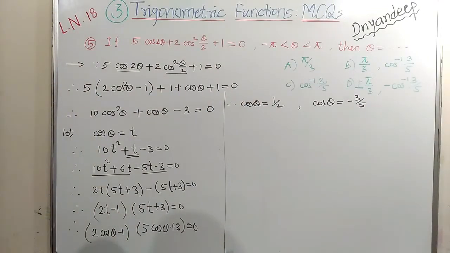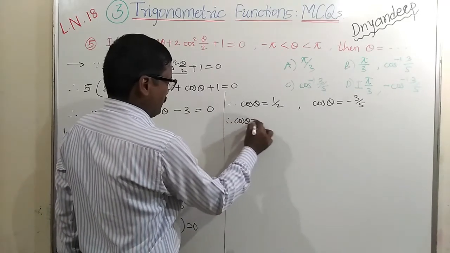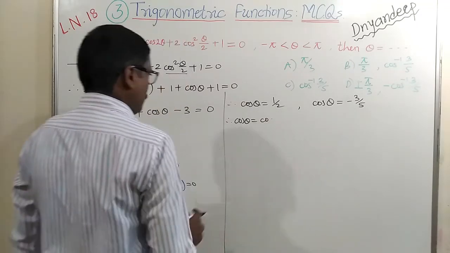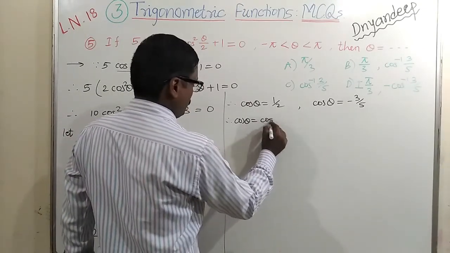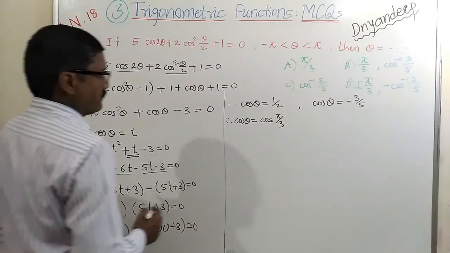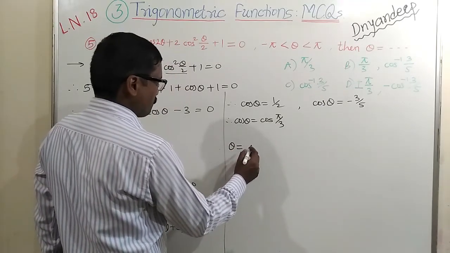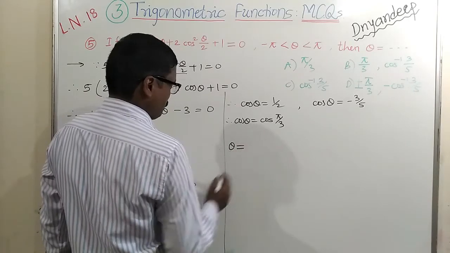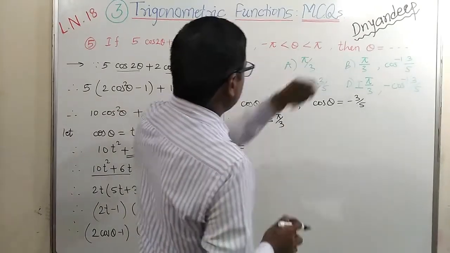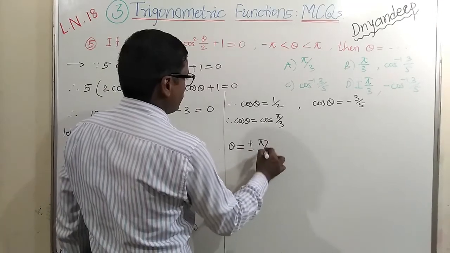Okay. So whenever cos theta is equal to half, let us solve this first one. Cos theta is equal to half means cos of pi by 3. And when cos theta is equal to cos alpha, then theta is equal to... Also here the condition is given, theta lies between minus pi to plus pi. So we get theta is equal to plus minus pi by 3.